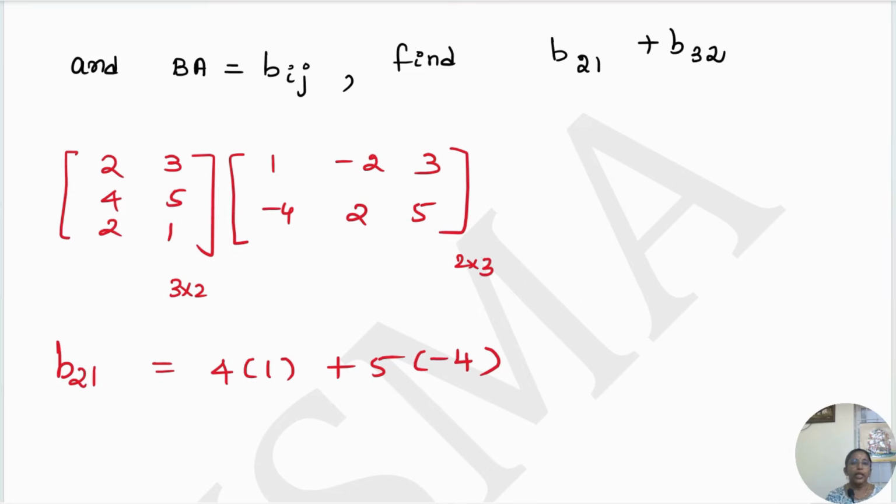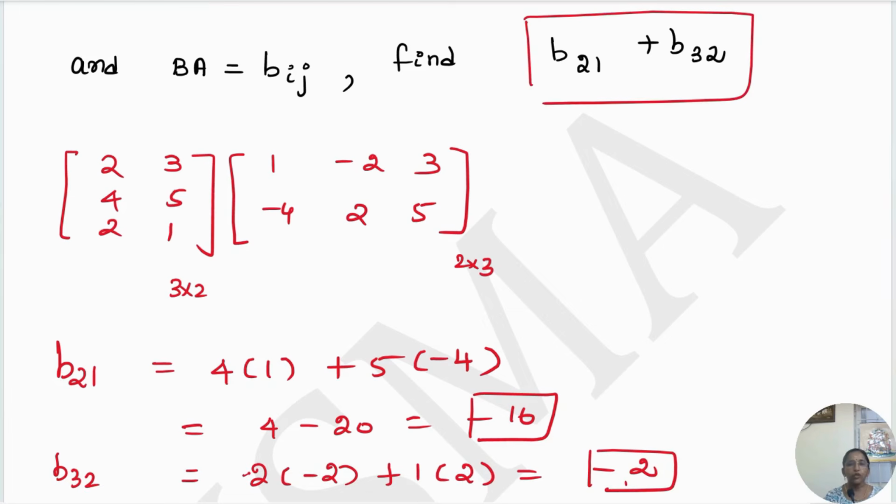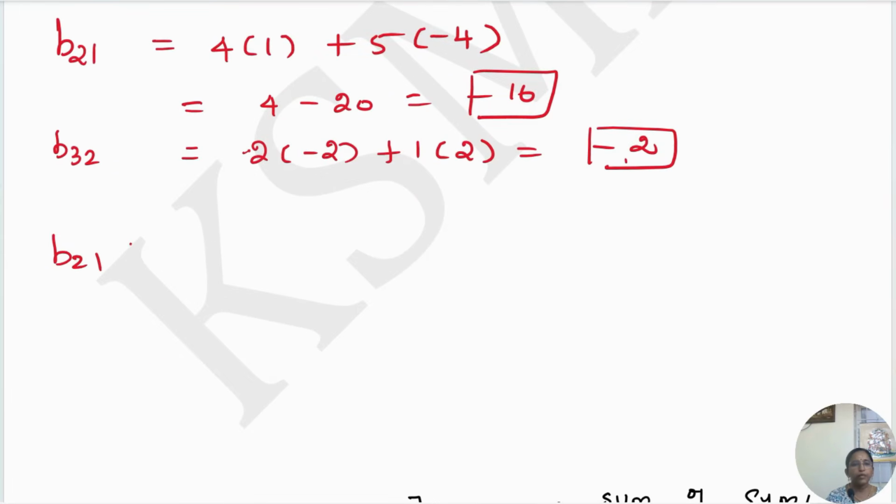So look at your data. Second row 4, 5. First column 1, minus 4. So your answer will be 4 minus 20, so minus 16. And similarly find your value B32. So B32 in the sense third row with the second column. So then third row and second column here you have to find. So our answer will be 2 into minus 2 plus 1 into 2. So answer is minus 2 in this case. But finally we have to find the addition of these two. So B21 plus B32, minus 16 plus minus 2. So minus 18 is our answer.